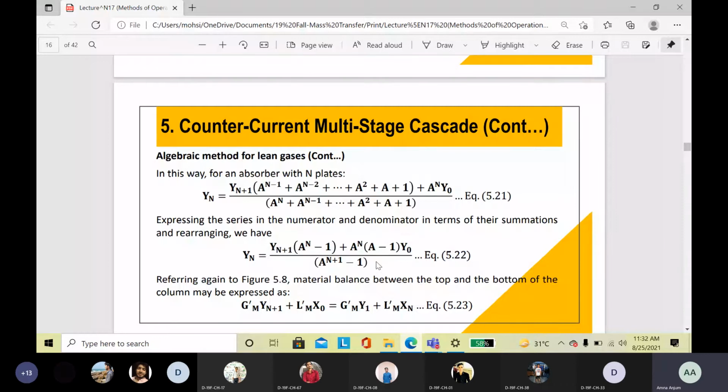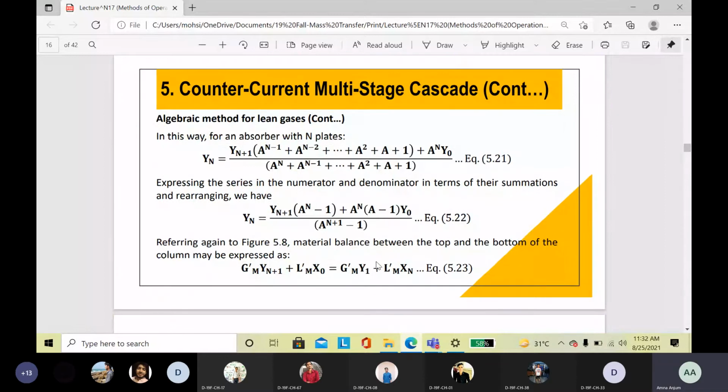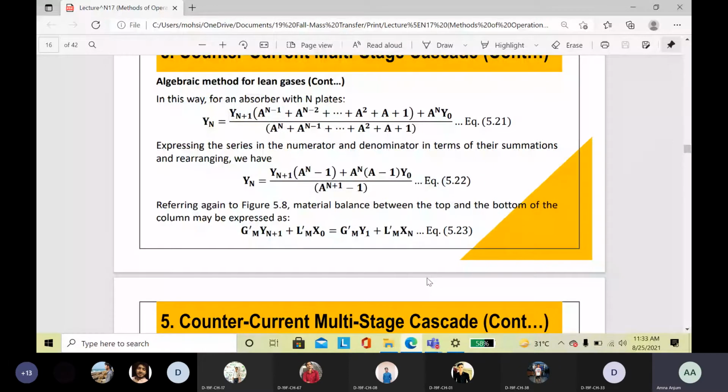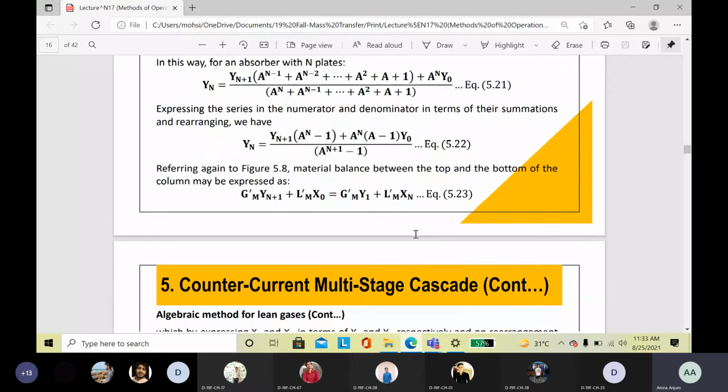Referring again to the figure, the material balance between the top and bottom of the column will be expressed as follows. Input equals output: G'm y_{n+1} from the bottom and L'm x0 from the top, which equals G'm y1 exiting upward at the top, and L'm xn exiting from the bottom.